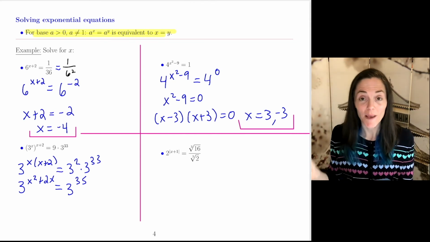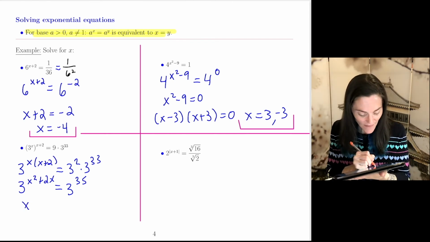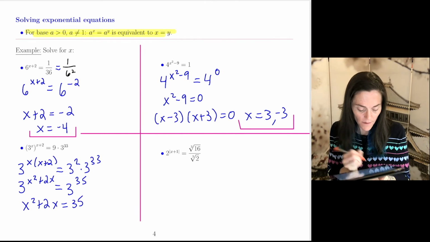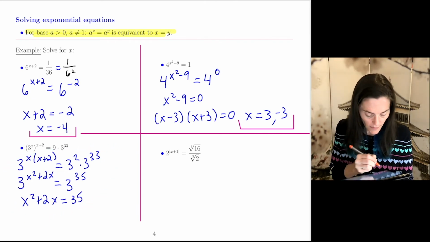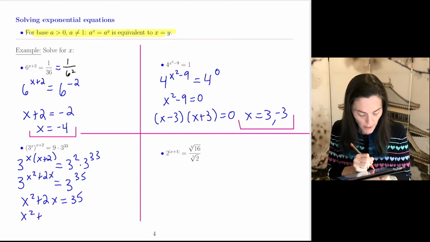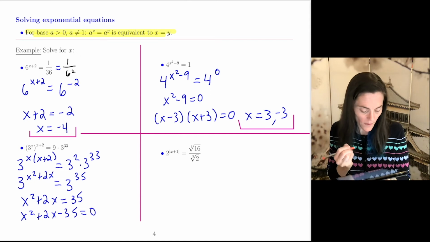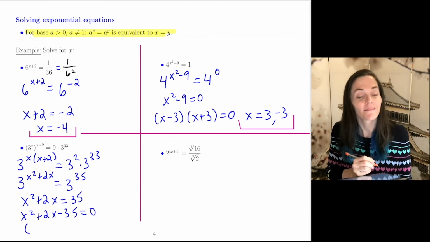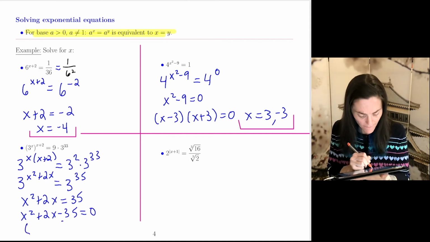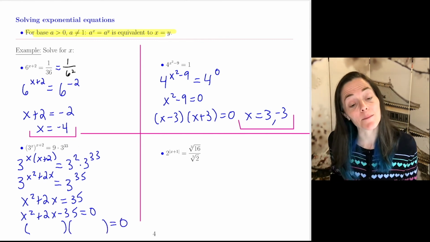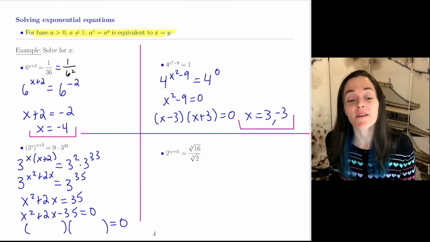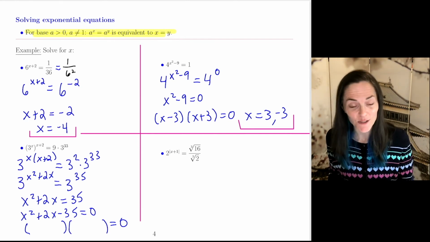Now I'm going to equate my exponents. So I have x squared plus 2x equals 35. So let us subtract 35 from both sides. We have x squared plus 2x minus 35 equals 0. And then we have to think about how to factor here. I need two numbers that multiply to negative 35 and add to positive 2.